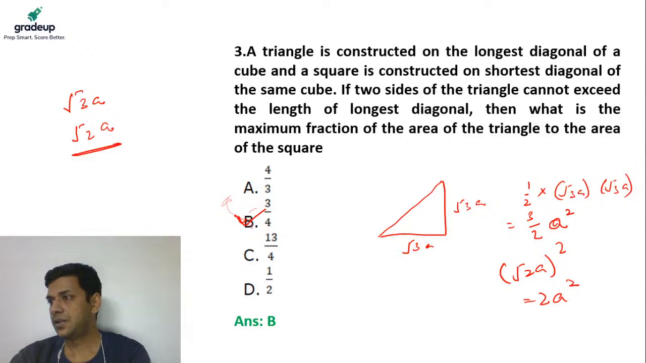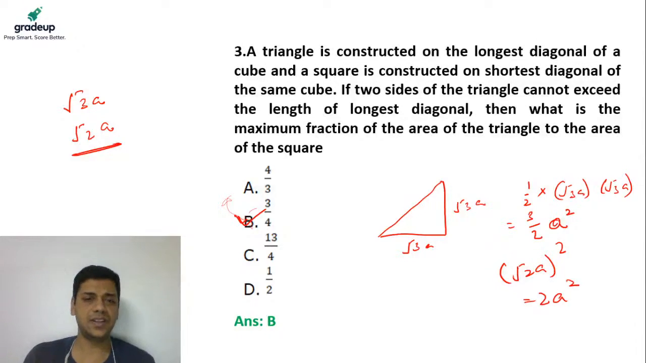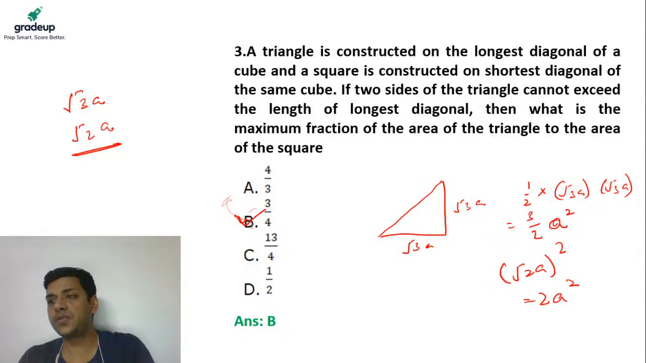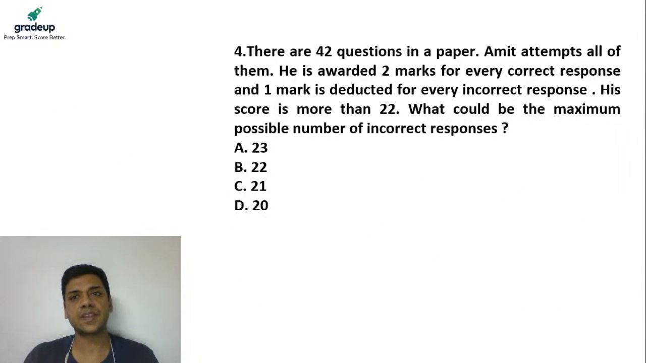So my answer would be simple, 3 by 4. I know the area of the triangle, I know the area of the square. We'll take a simple ratio, 3 by 4.